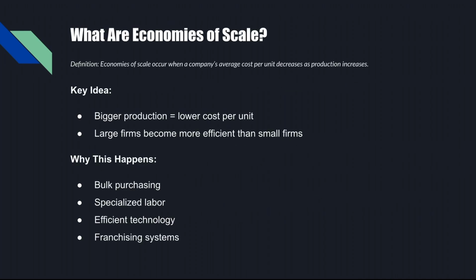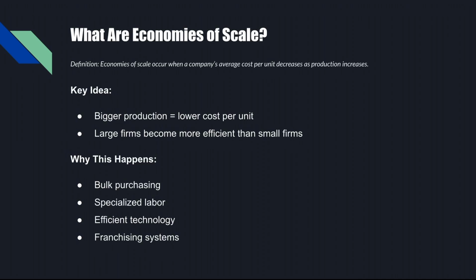So, what are economies of scale? Economies of scale occur when a company's average cost per unit decreases as production increases. In other words, when a company produces more output, the cost of producing each individual unit becomes lower. There are several reasons this happens.